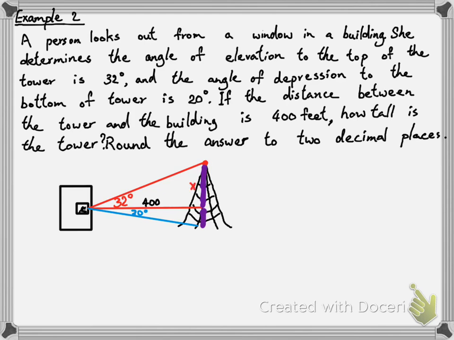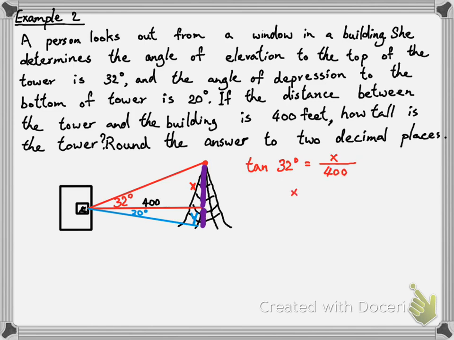Let's say one of the heights is x, the other one is y. We begin to think of which trigonometric function of the angle will use the opposite side and the adjacent side. Correct, tangent. So to set up the tangent equation, we have tangent of the angle 32 degrees equals opposite side x over adjacent.